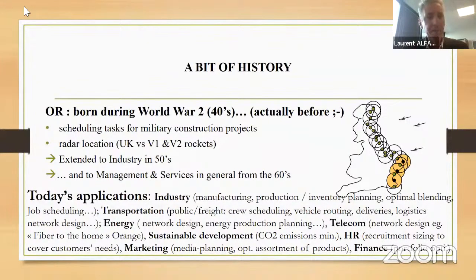Okay, so operations research was actually born during World War II, the Second World War, because operations comes from military operations initially. Then it came to the manufacturing industry, and then it came to management in general, in science.